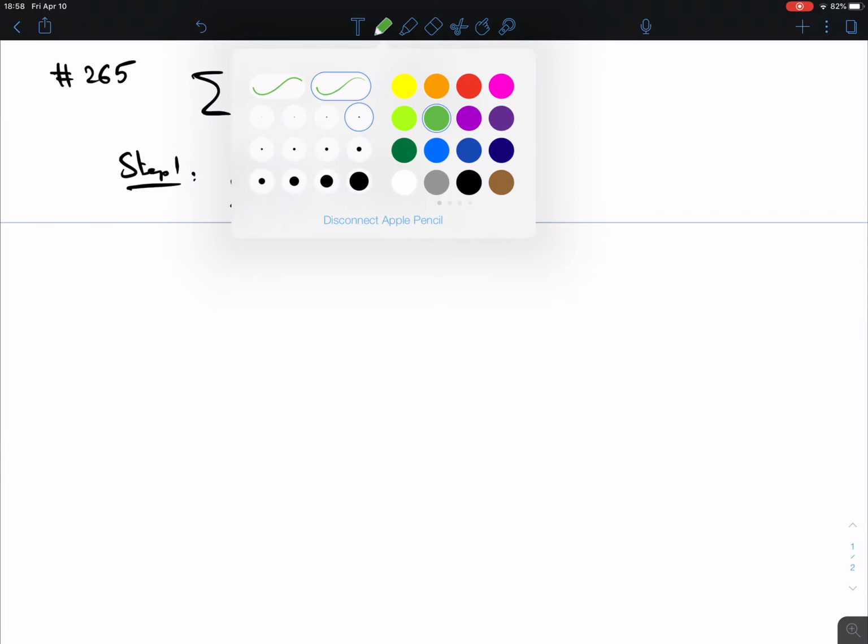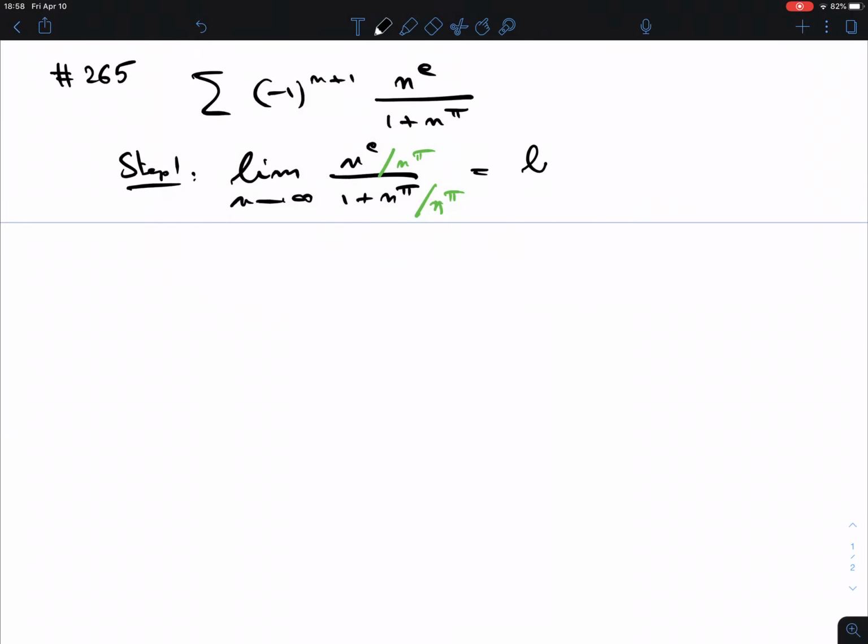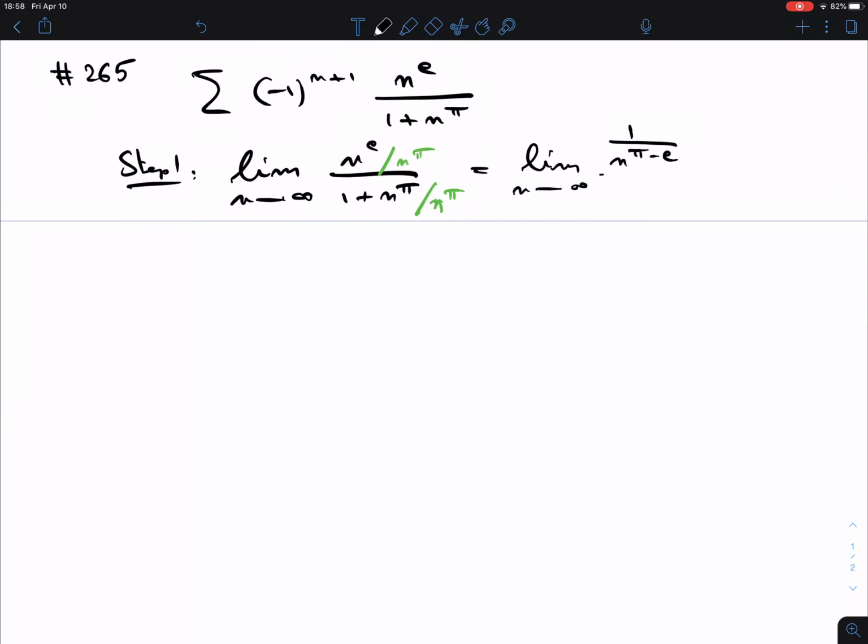Okay, so what does that mean? As n goes to infinity, the powers cancel, and we have n to the pi minus e, right? You might ask, why do you write it this way and not the other way around? Well, what's the highest power? Pi is the highest power, so I know that this is a positive power. And so here we have 1 over n to the pi minus e, plus 1. If you have a positive power and you plug in infinity, you get 0.